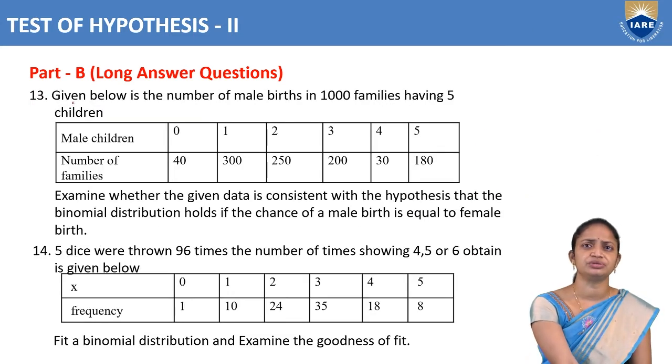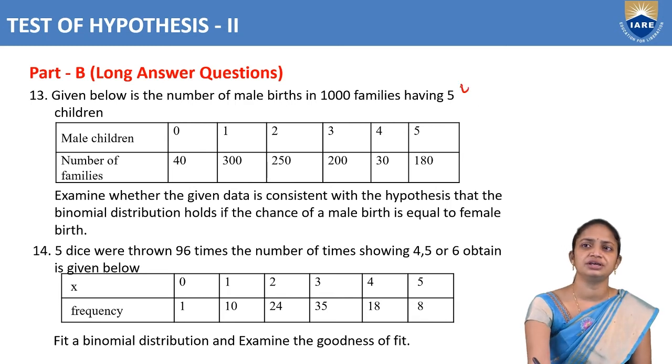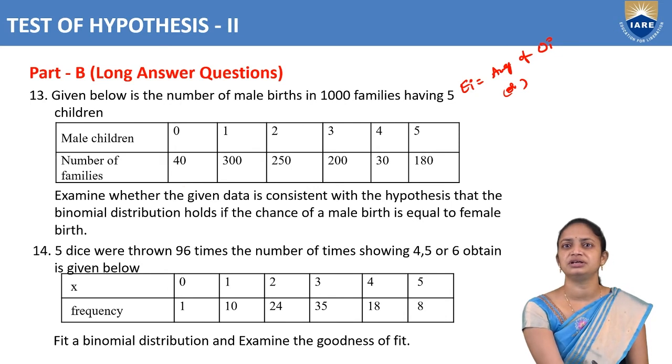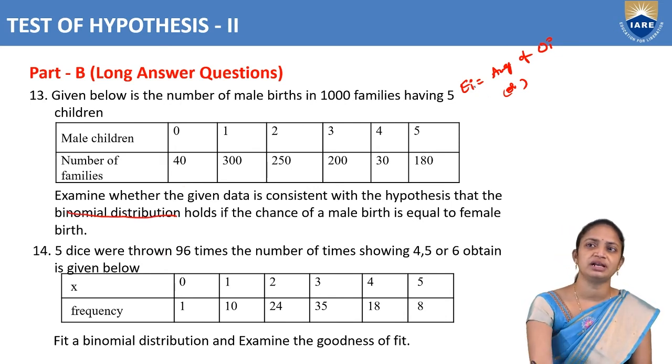Next, coming to the 13th question: the given data is the number of male births in 1000 families having 5 children. The males are 0, 1, 2, 3, 4, 5, along with the number of families. Here also we could use method 1, that is EI equal to the average of observed frequencies. But in the question they have mentioned that we have to use the binomial distribution, so we can't use this method.